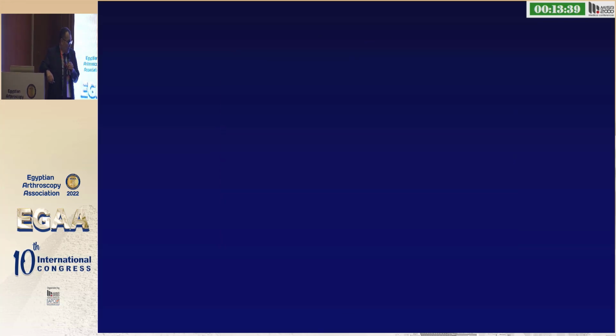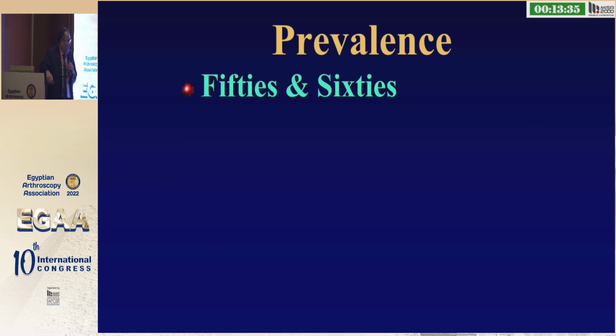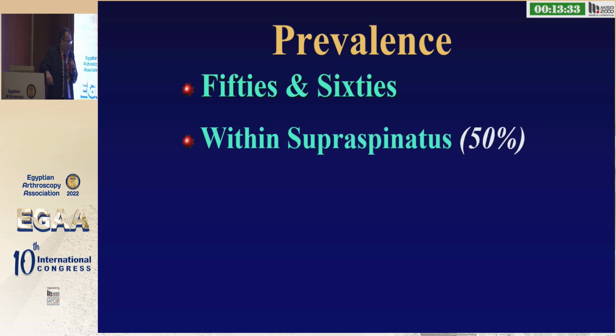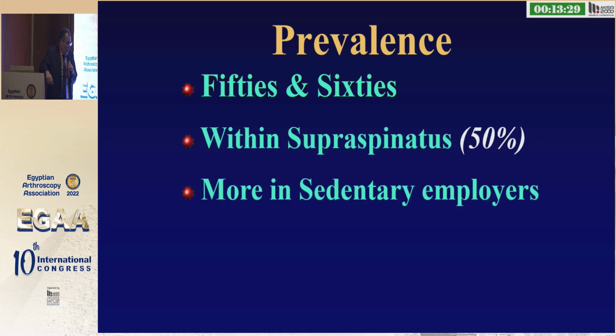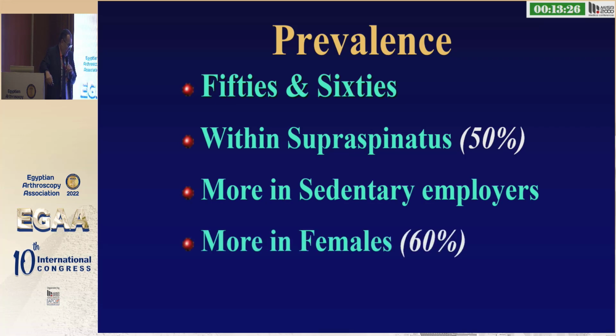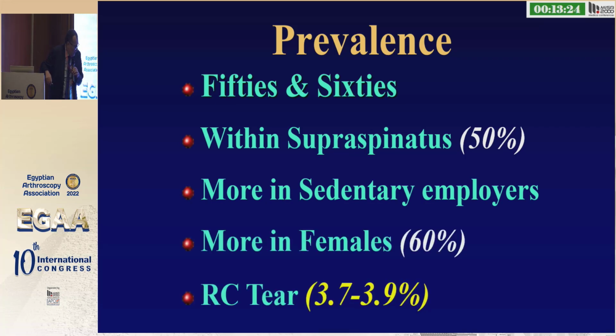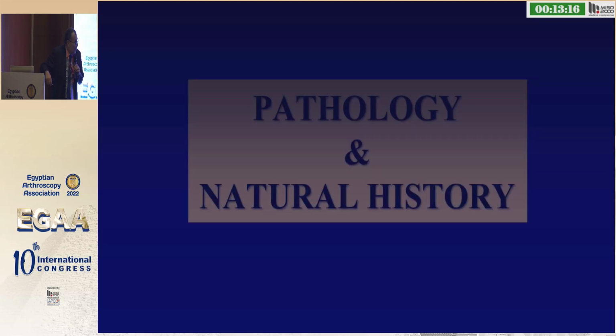To understand calcific tendinitis, we must understand the prevalence. The prevalence is about, in the 50s and 60s as we've just said, 50% within the supraspinatus, more with sedentary employees, and more in females, about 60% of cases, and usually not associated with a complete rotator cuff tear. It only occurs in 3 to 4% of cases.